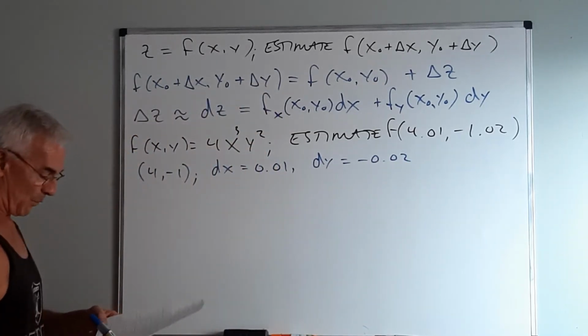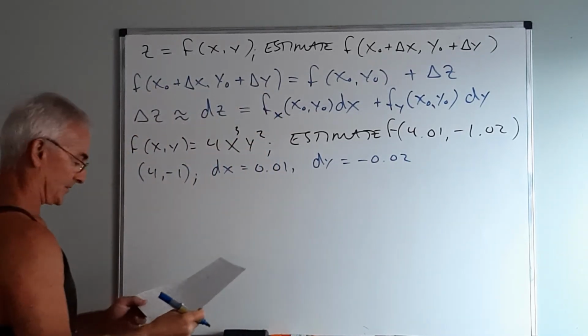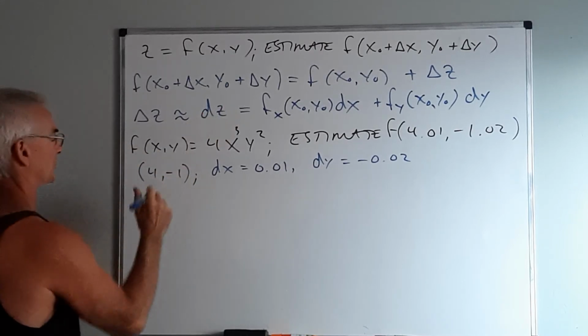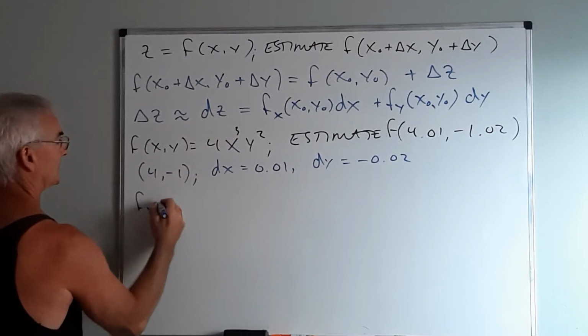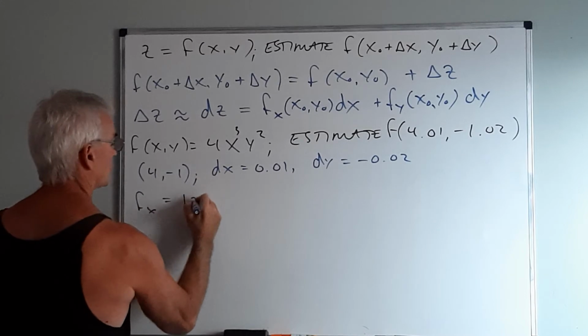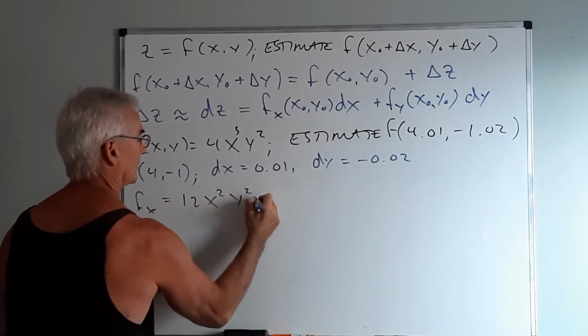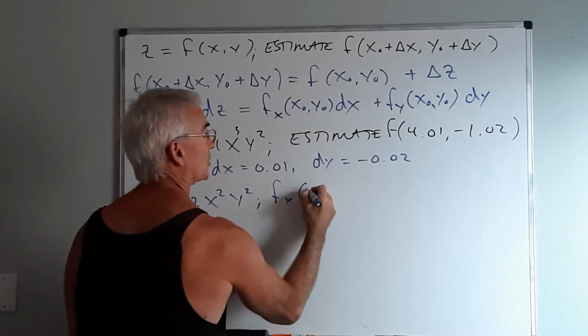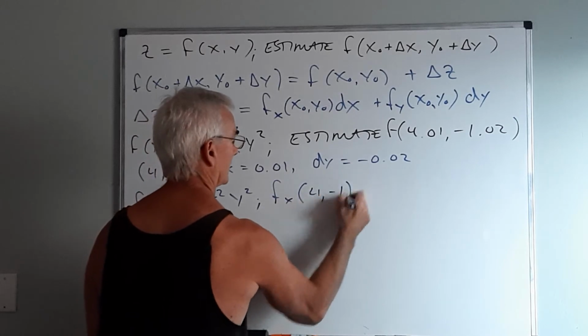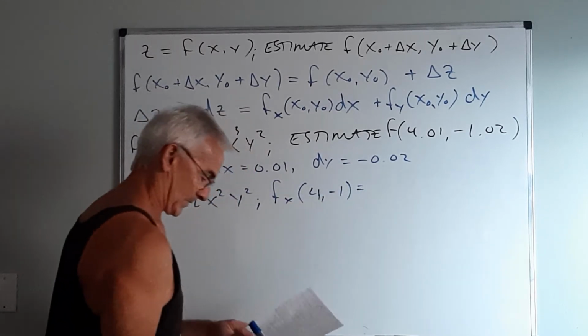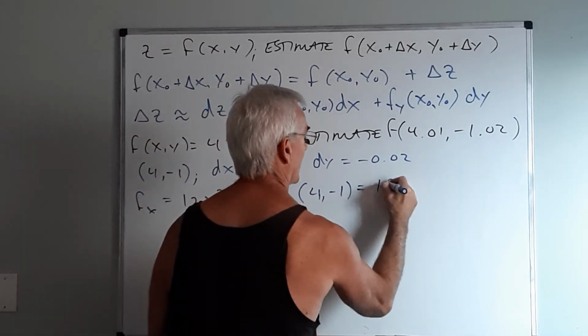Okay, now from this point here, we can go directly to the answer. Well, almost. We still need the partial derivative. So fx will be 12x squared y squared. Fx evaluated at happy point will be 192.